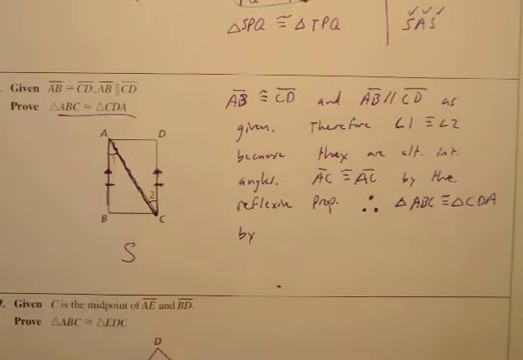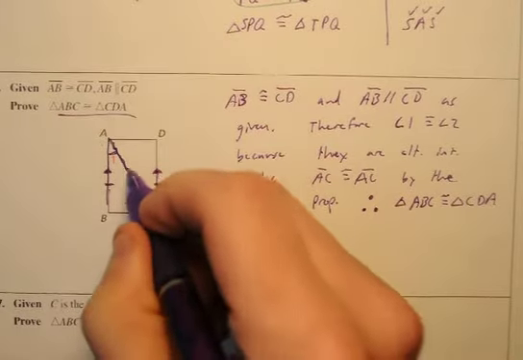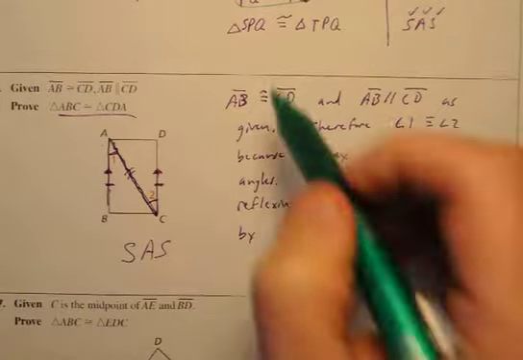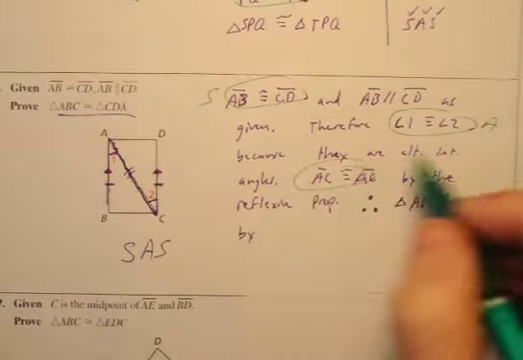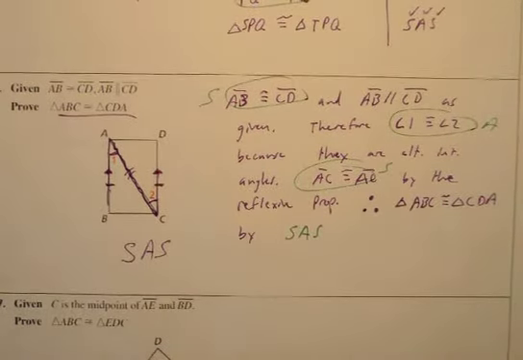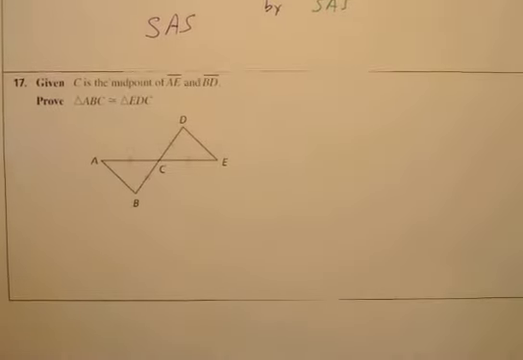And by, let's see what we got here. We've got a side, we've got a set of angles, and we've got a set of sides. That's side, angle, side again. Alright, next problem, number 17.